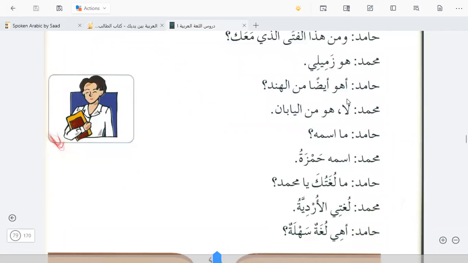Hamidun, ahua aidan minal Hindi? A, is. Huwa, he. Aidan, also. Minal Hindi, from India. Is he also from India? Muhammadun, la, no. Huwa min al-Yaban, he is from Japan.